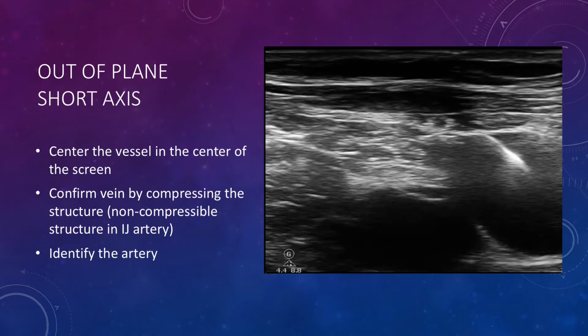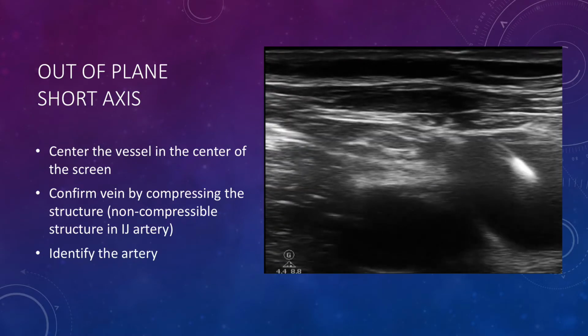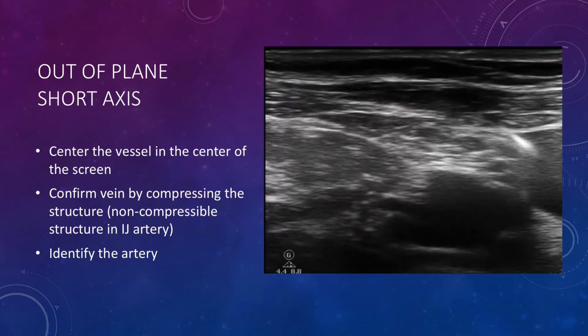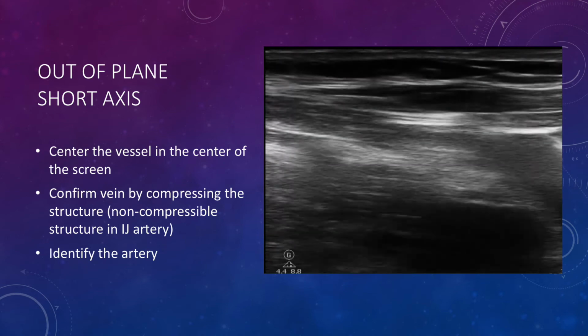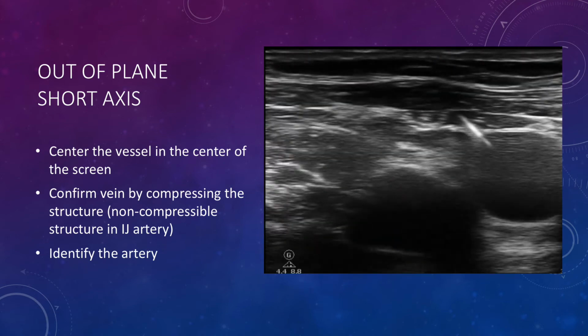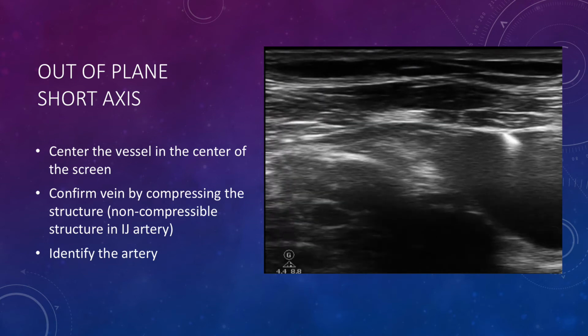And you can see in this video here a needle tip entering the IJ in the short access area. In this procedure, you basically want to center the vessel in the center of the screen in a short access orientation, confirm the vein by compressing the structure, and identify the artery to make sure that you don't hit the artery.